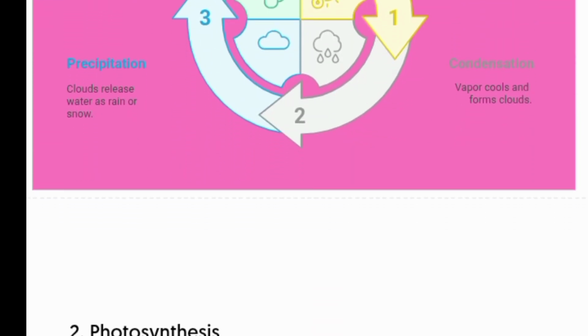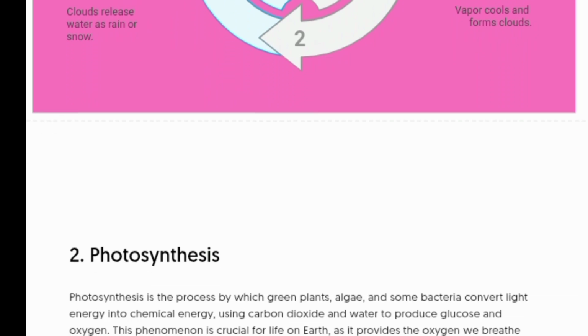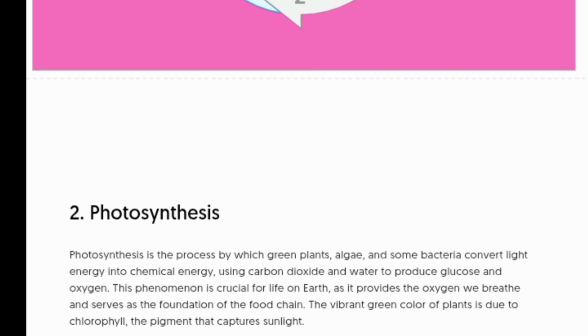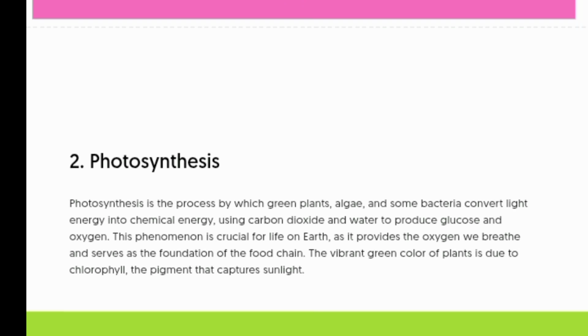Second phenomena is photosynthesis. Photosynthesis is the process by which green plants, algae, and some bacteria convert light energy into chemical energy, using carbon dioxide and water to produce glucose and oxygen. This phenomenon is crucial for life on Earth as it provides the oxygen we breathe and serves as the foundation of the food chain. The vibrant green color of plants is due to chlorophyll, the pigment that captures sunlight.